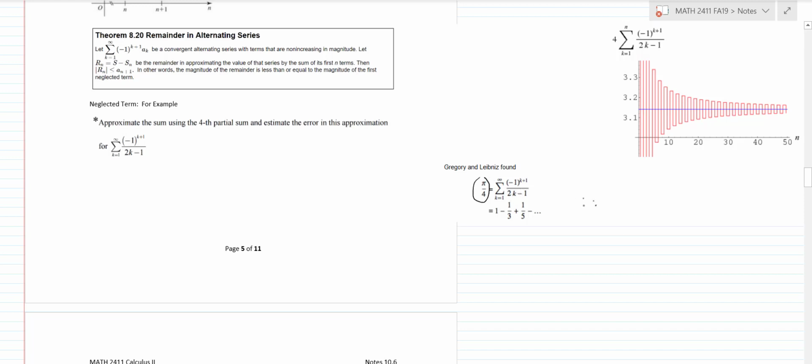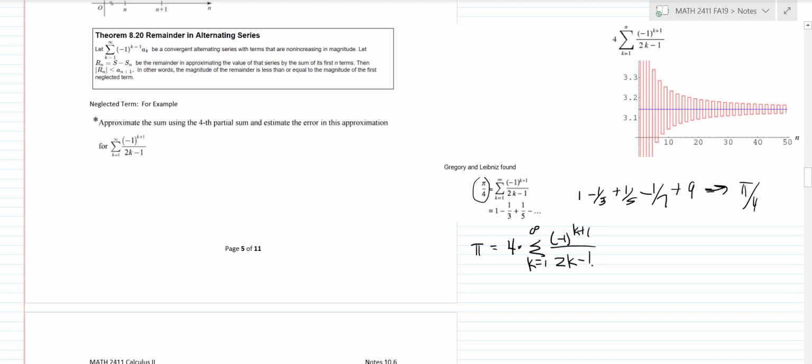This is a well-known series that goes 1 minus a third plus a fifth minus a seventh plus a ninth. What's really cool is that eventually that sum is pi over 4. So you've got pi showing up in this infinite series, which is really interesting. This series could be used to approximate pi, because if you multiplied both sides by 4, you would get pi is equal to 4 times the series, k equals 1 to infinity, of negative 1 to the k plus 1 over 2k minus 1. How cool is that? Pi is the value of that infinite series times 4.